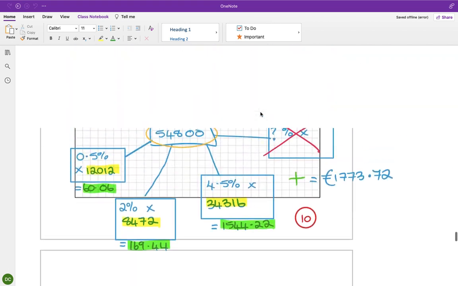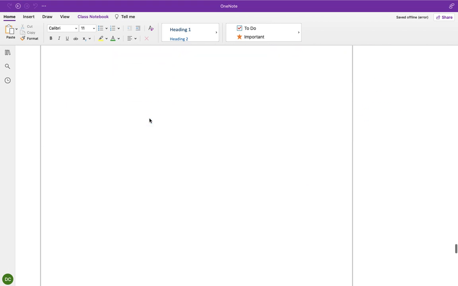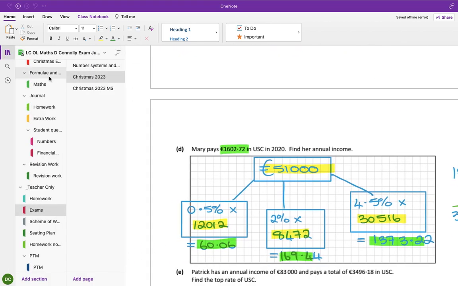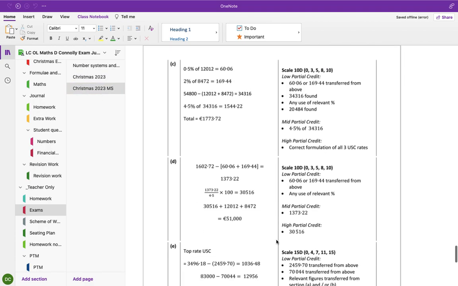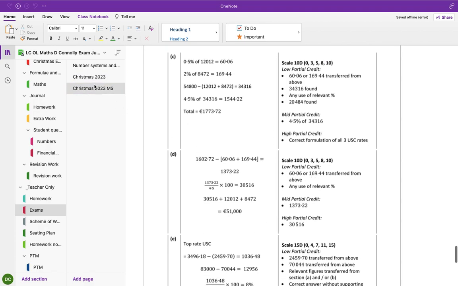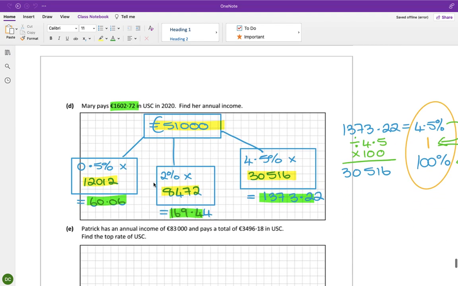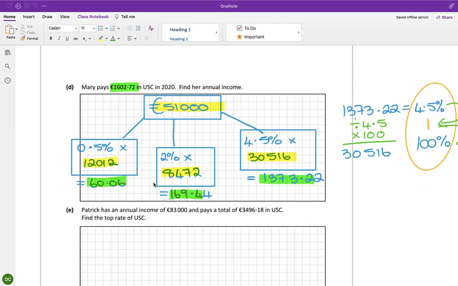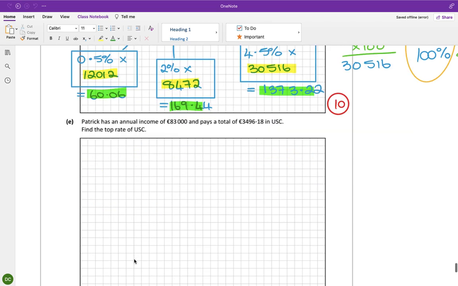So I said she earned less than John. That all seems nice. And it's right. 51,000 for 10 marks. Okay. And then the last one.